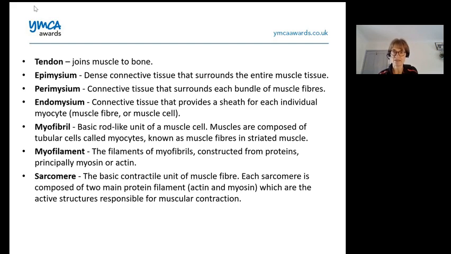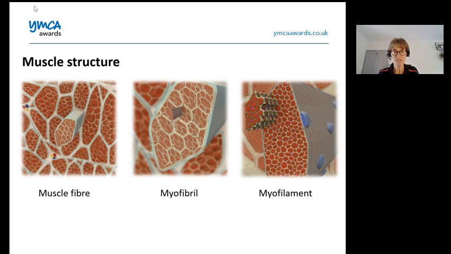We're getting right down to the microscopic elements here, the proteins myosin and actin. So that term again, the sarcomere, is the basic contractile unit of each muscle fiber, comprising those two parts, actin and myosin. Actin is the thin part and myosin is the fat part. And this is the layer at which we get our actual muscle contraction happening. Those are just some images to show some of the structures and the different layers. So we've got the fiber, the fibrils, and the filaments.